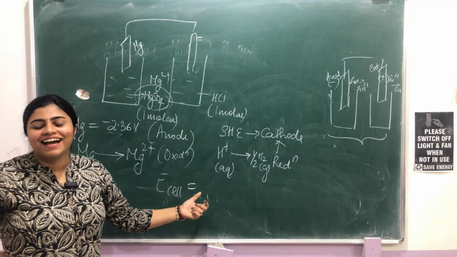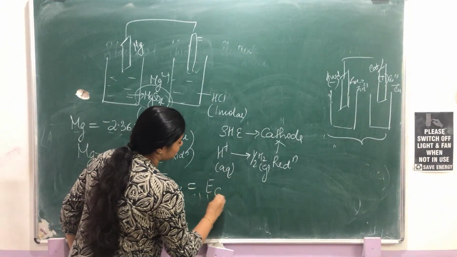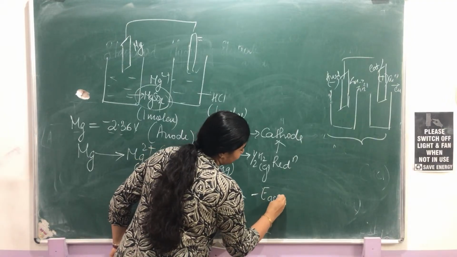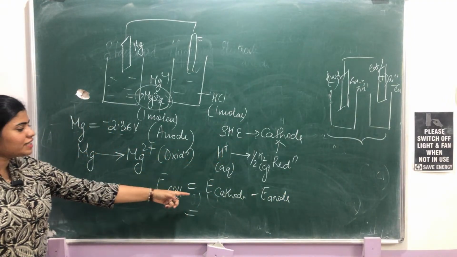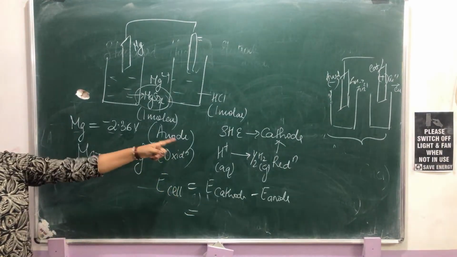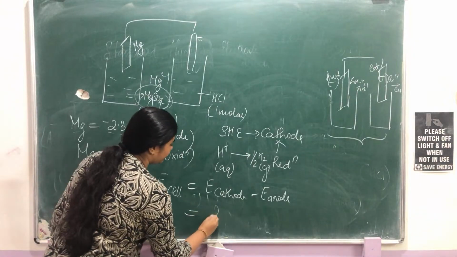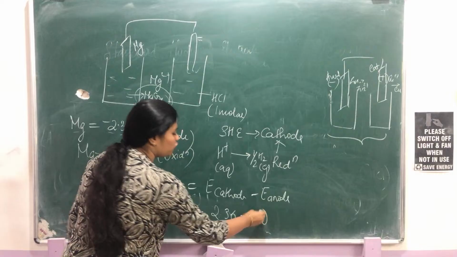What is E cell? E cell is equal to E cathode minus E anode. What is E cathode now? Who is cathode here? SHE. So it is 2.36 minus 0. Is it correct?